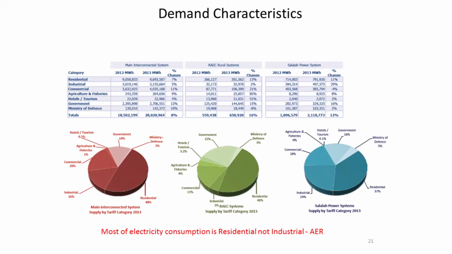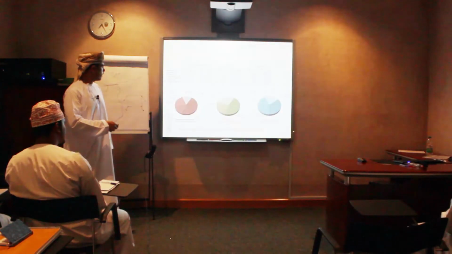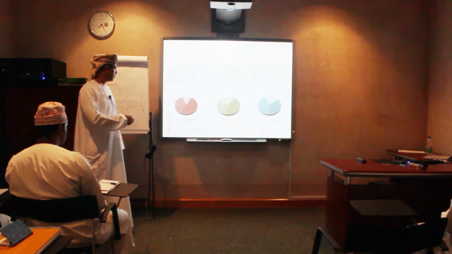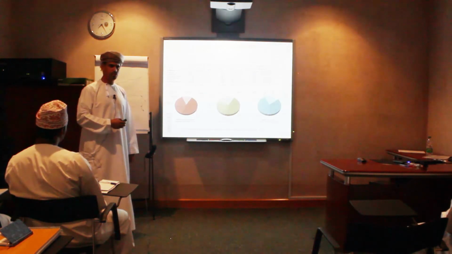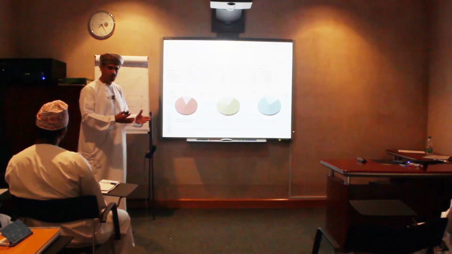So these are some statistics. Most of the electricity consumption is residential, not industrial. The source is the Authority for Electricity Regulation. You can see that for the main system it's about 50%. For the Salalah system it's less than that. For Rural Areas it's again about 50%. About 50% is residential, with some other percentage commercial, and commercial and governmental are very similar to residential. So air conditioners, basically.